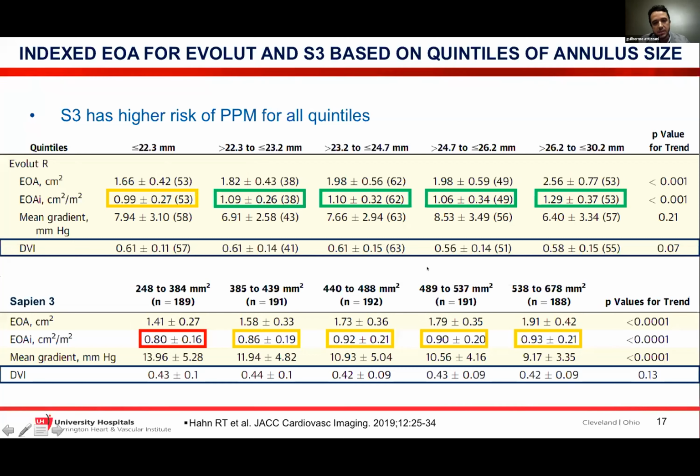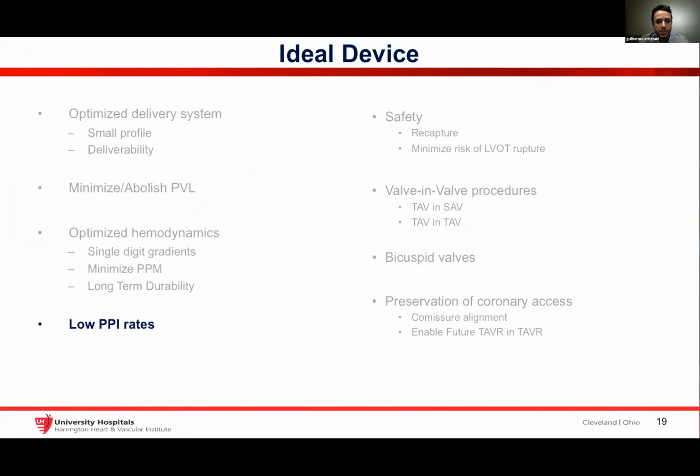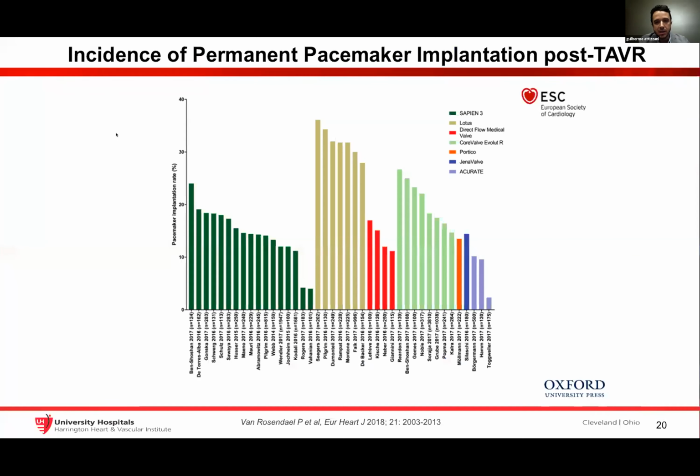And why is this important? Well, because this is data that was recently presented by Nicholas Lamigian, showing that the DVI, which is less than 0.5, might have an impact on all-cause mortality down the road, either with SAVR or with TAVR. Low permanent pacemaker rates, as we can see here, with the Sapien family progressively reducing pacemaker rates, as well as the Evolut family, although you can see that the numbers for CoreValve are higher than the Sapien numbers.